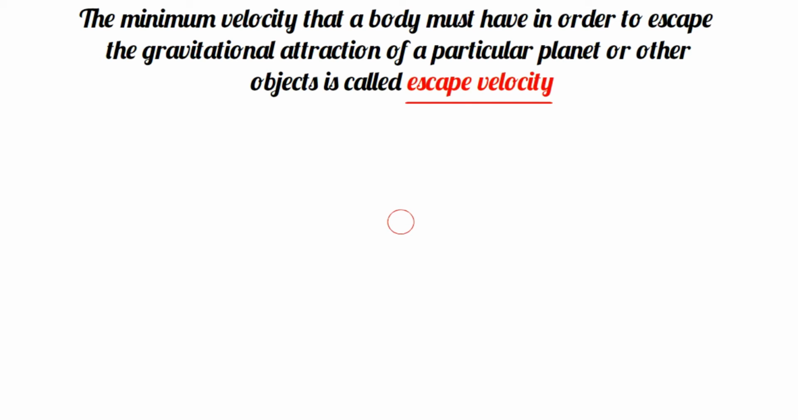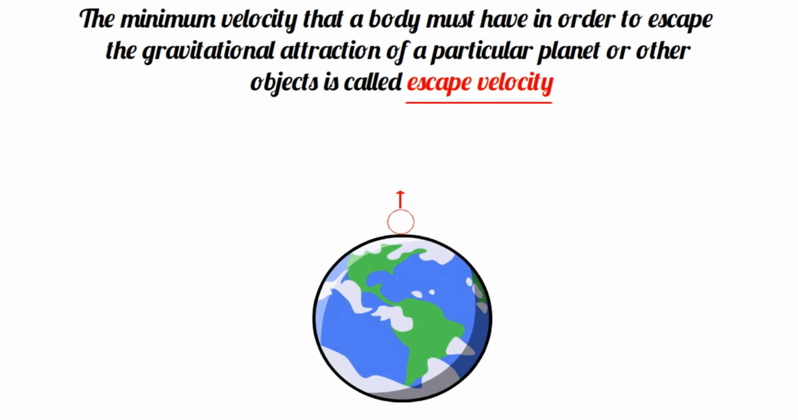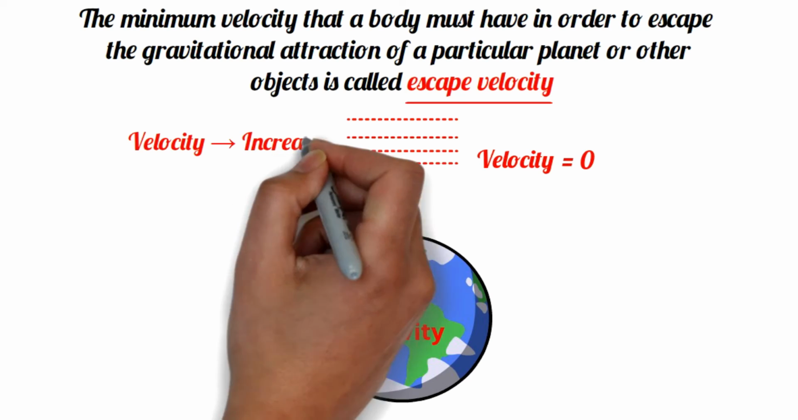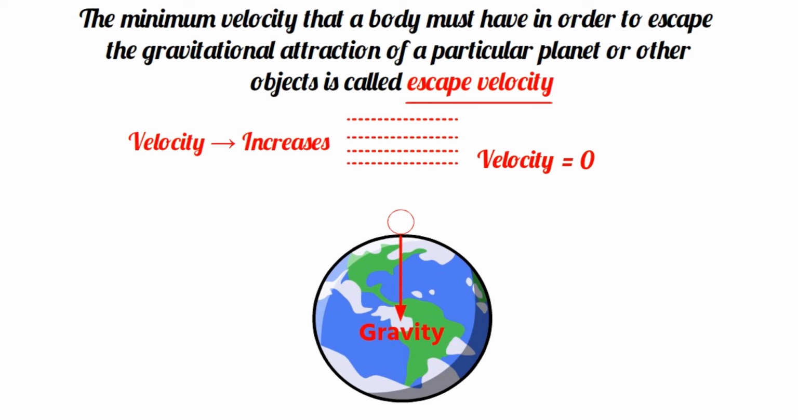If an object is thrown vertically up from the surface of the Earth, the object rises to a certain height and falls to the Earth's surface due to the gravity of the Earth. At maximum height, the velocity of the object is 0. The faster the object is thrown, the greater the height it reaches, after which its velocity becomes 0. As the velocity increases gradually, a state is reached where the object's velocity is no longer 0. That is, it no longer returns to the surface of the Earth.